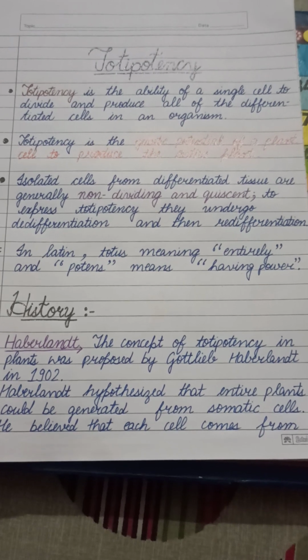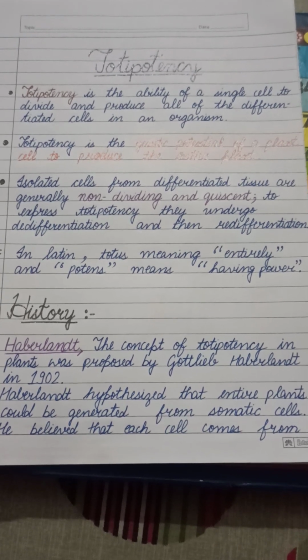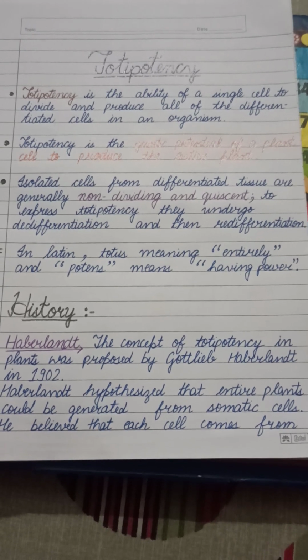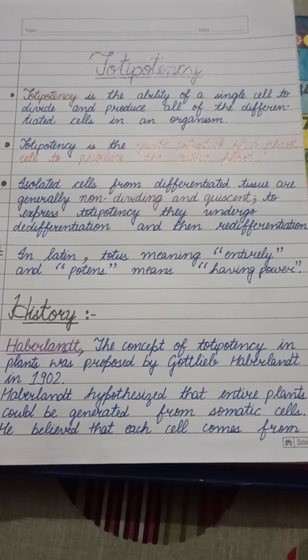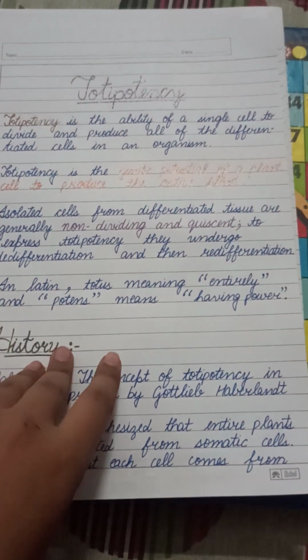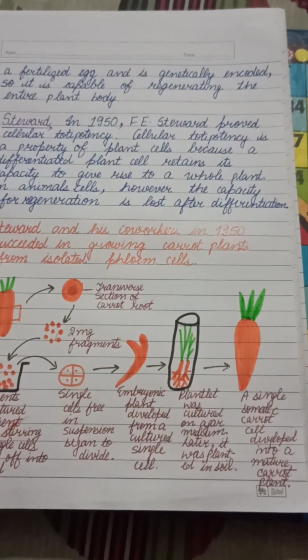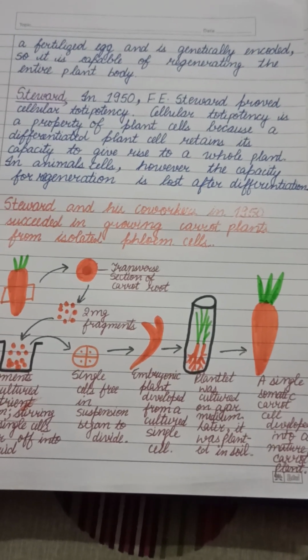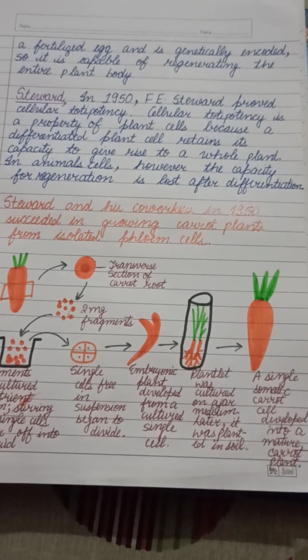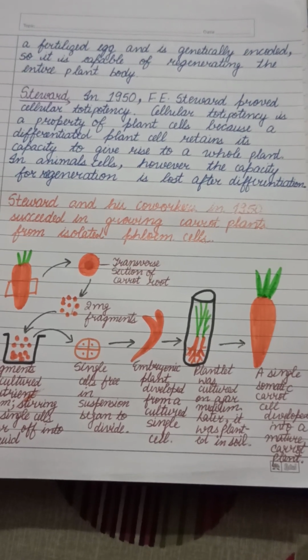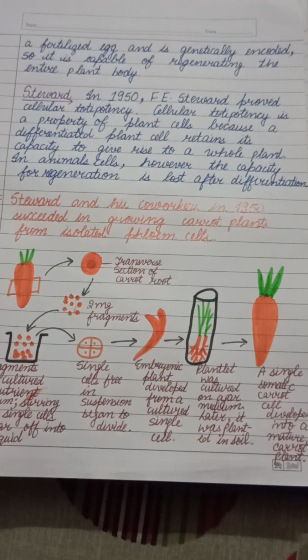History of totipotency. Haberlandt gave the term totipotency in 1902. Haberlandt hypothesized that entire plants could be generated from somatic cells. He believed that each cell comes from a fertilized egg and is genetically encoded, so it is capable of generating the entire plant body. Then, in the 1950s, Steward proved cellular totipotency.